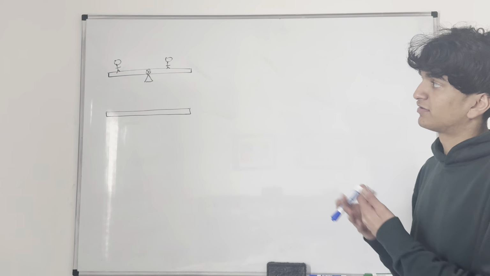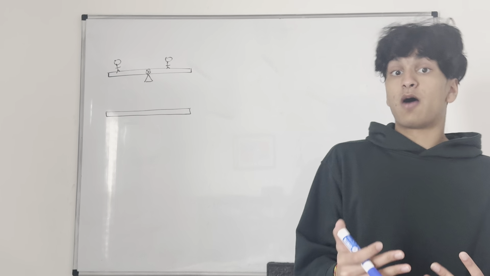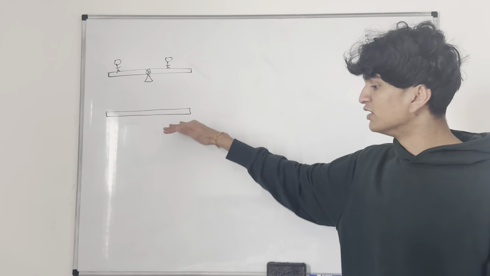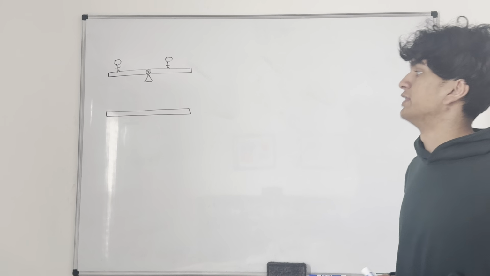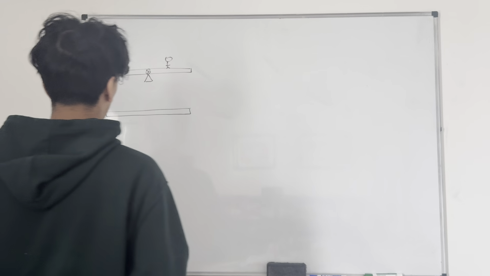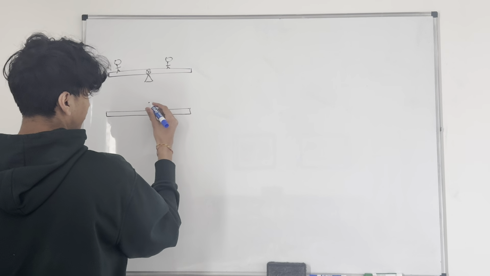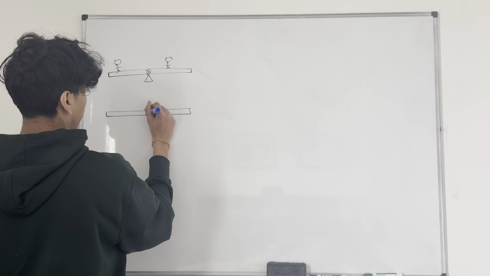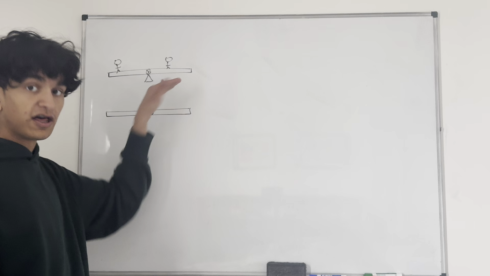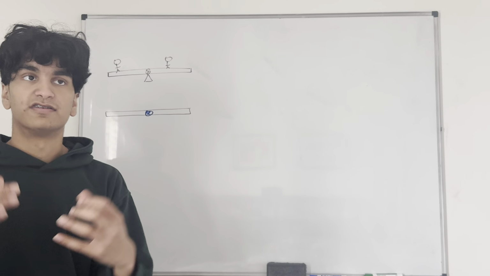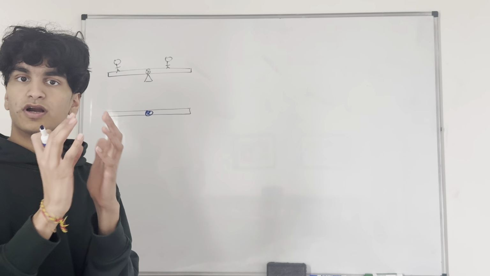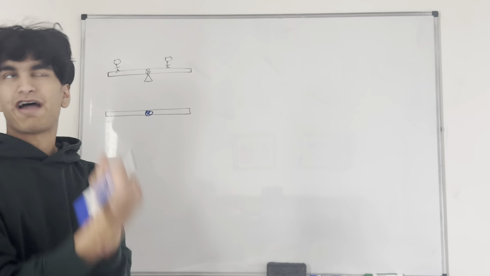First question asks, in a scenario like this, how would your FBD look? So if I had an FBD for the beam, how would that look? Hopefully there are some obvious forces. If this is our axis of rotation, right at the center of mass of the beam, remember center of mass is the point where you can say gravity acts.